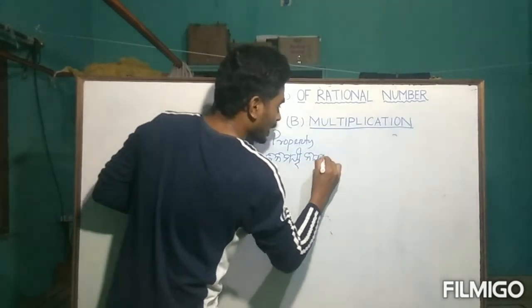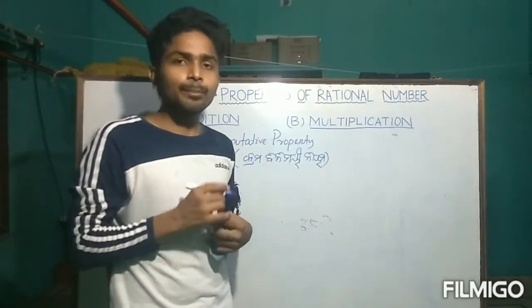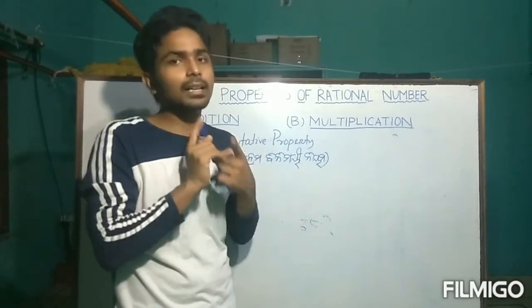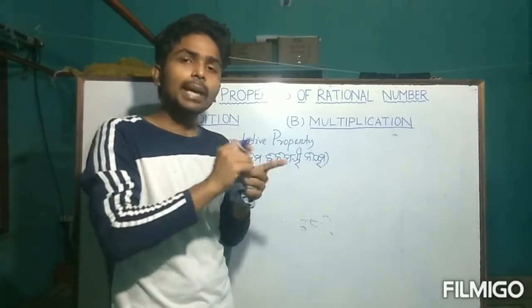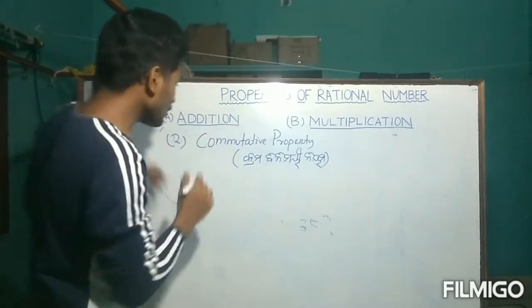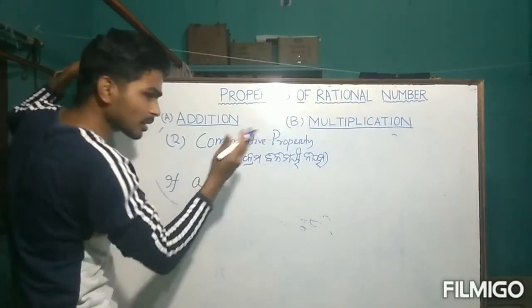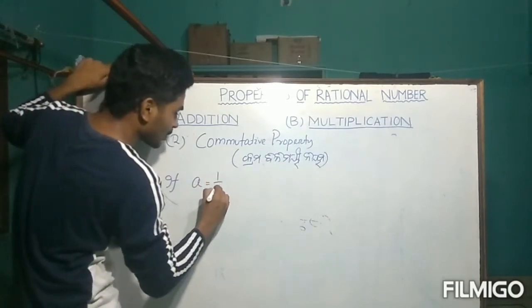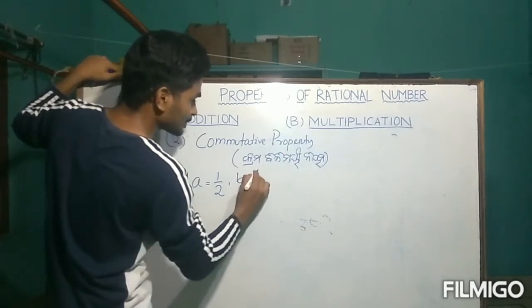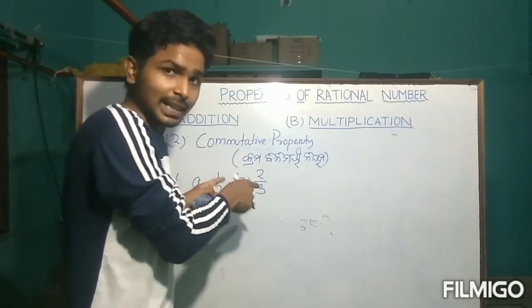So what does the addition of commutative property of rational number say? It says that if a and b are two rational numbers, then a plus b is equal to b plus a. Okay, so what it says? It says if a is equal to some rational number, we have to take same rational number 1 by 2, b is equal to 2 by 3. We have to take an example.